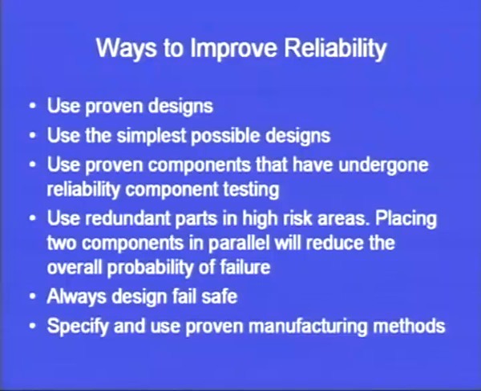Just to summarize these points: use proven designs, use the simplest possible designs, use proven components that have undergone reliability component testing, use redundant parts in high risk areas. Placing two components in parallel will reduce the overall probability of failure. Always design fail safe. Specify and use proven manufacturing methods. If we are able to take into account all these things while we are developing a product, our product would always be reliable, or we can say our system would always be reliable.